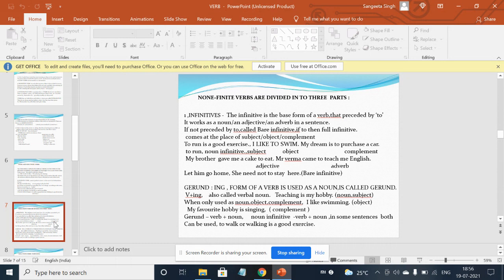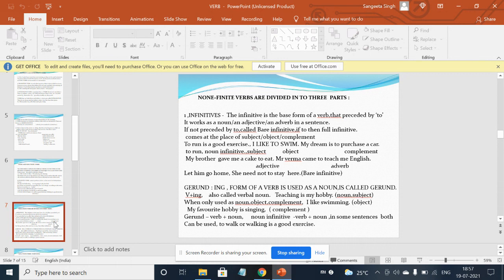To run is a good exercise. Here, the noun infinitive to run works as subject. I like to swim. Here, to swim works as object. My dream is to purchase a car. Here, to purchase acts as a complement. My brother gave me a cake to eat. Here, to eat acts like an adjective.